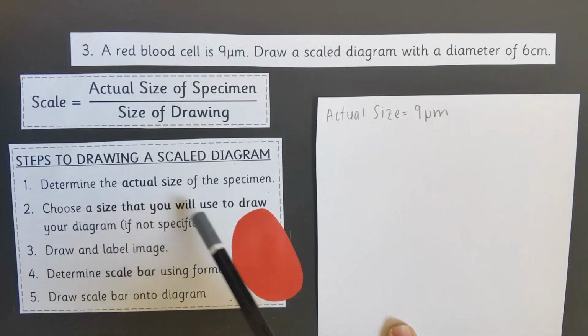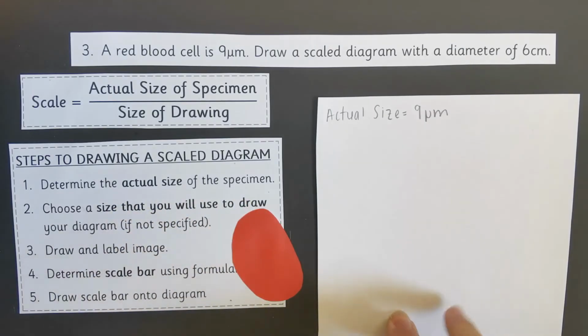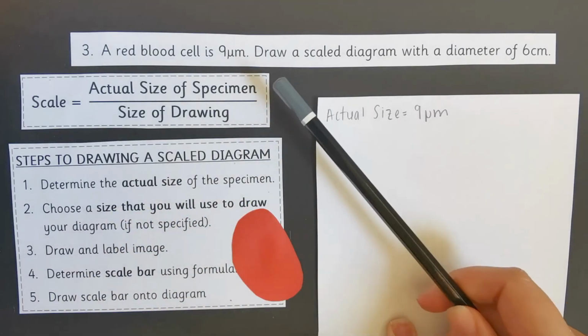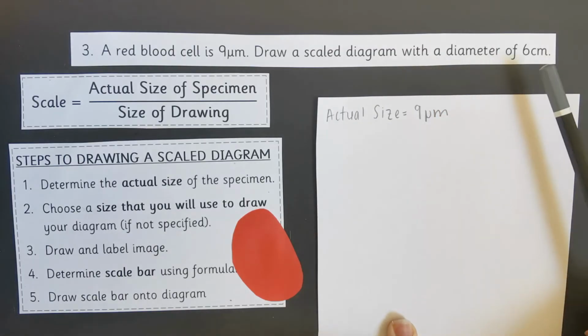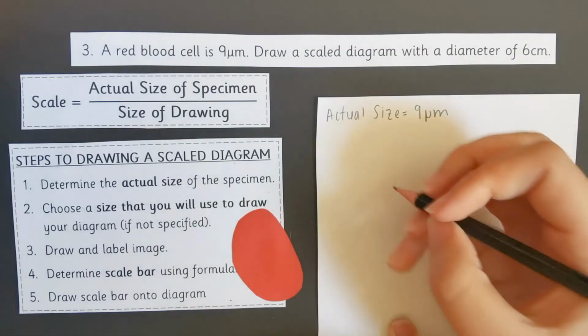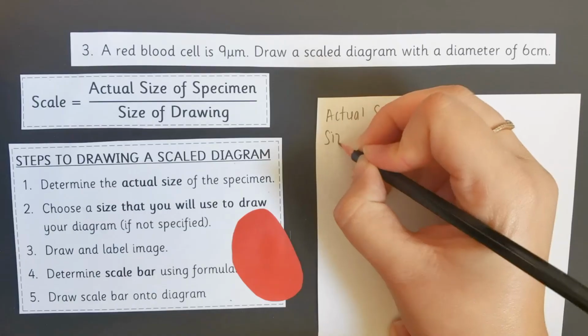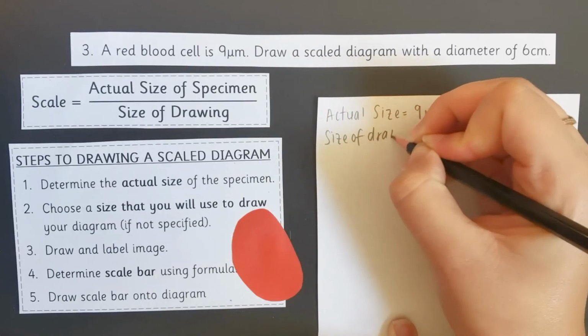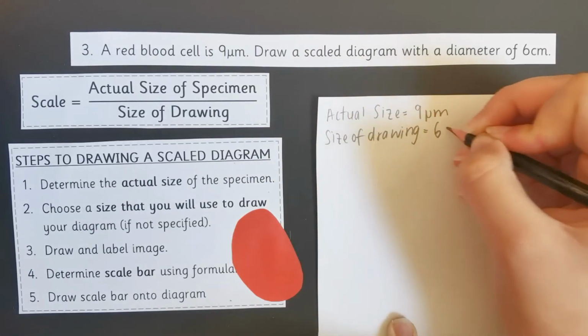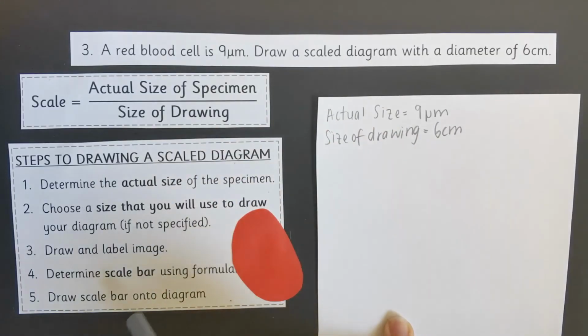Now choose a size that you will use to draw your diagram if not specified. Now you'll notice in this question, we've been told the size that we need to draw it. So our drawing size, as said in the question, is 6 centimeters. That's the size we have to draw it because that's what we've been told to draw.